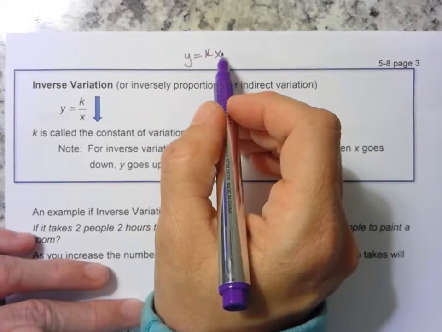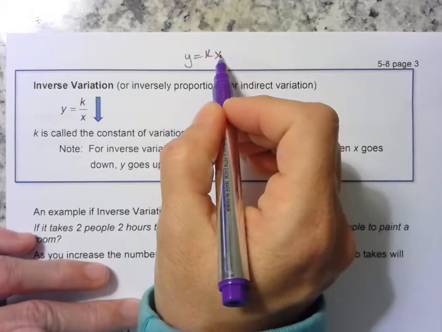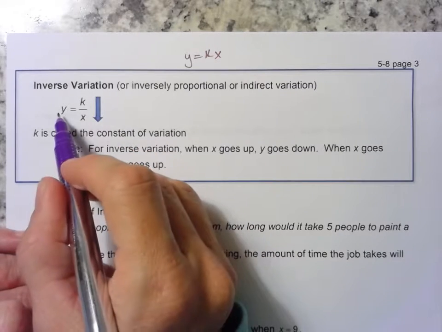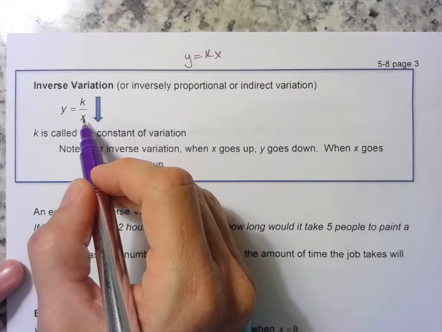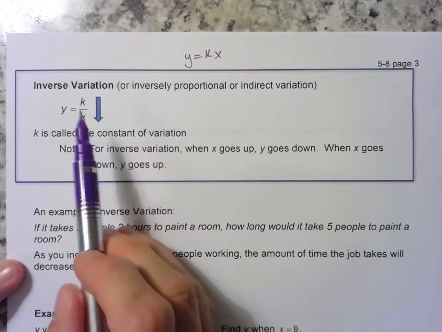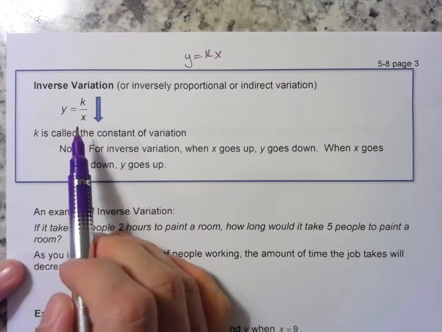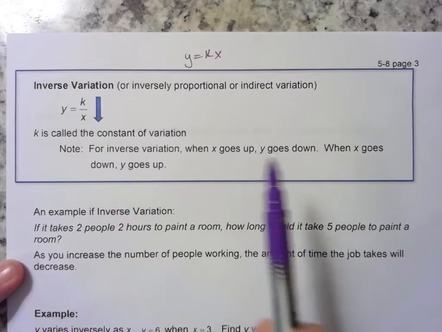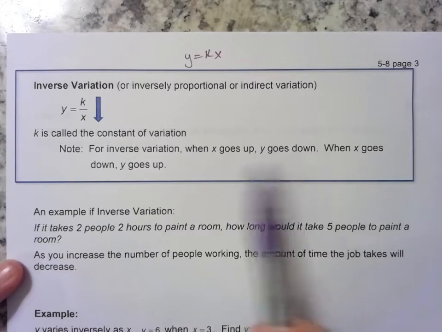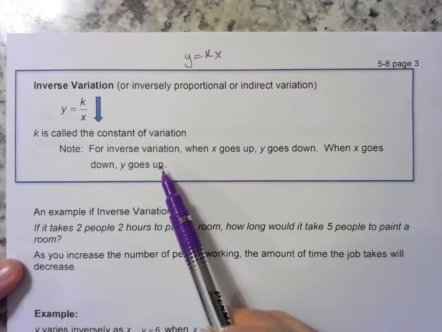So if it's direct variation, it goes straight across. If it's inverse variation, it goes down. So you would have k divided by x in this case. K is still called the constant of variation. And an example of this, or a description rather, would be when one variable goes up, the other goes down. Or vice versa. If one goes down, the other goes up.